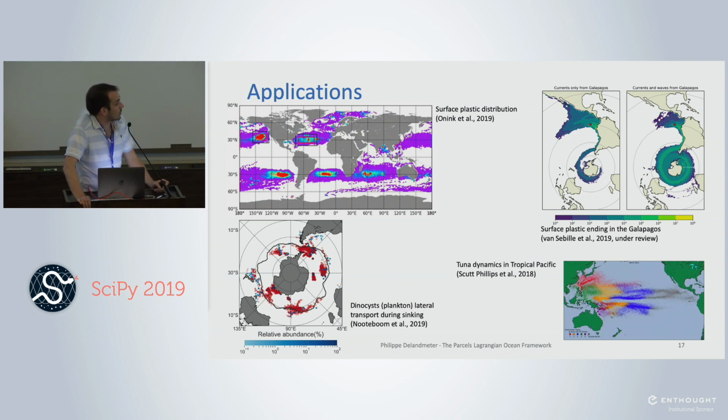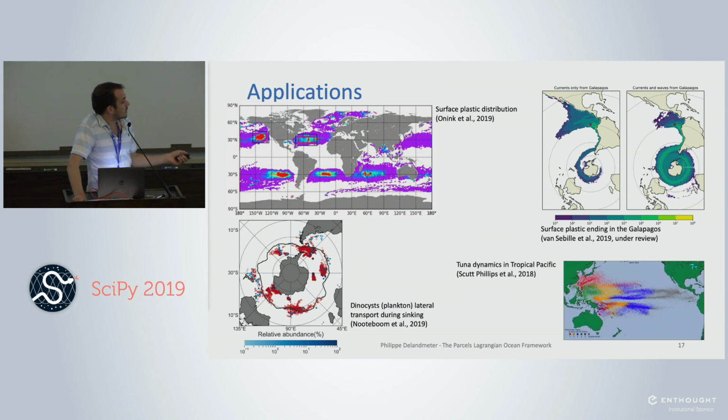Using the circumpolar Antarctic current. And then we don't use Parcels only for plastics. Here there is also a study on dinocysts, which are a kind of plankton. They find dinocysts in the mud or sediment on the ocean floor, and they want to know where this plankton was living earlier. When it sinks really slowly, it can be transported a few hundreds or thousands of kilometers. So we use Parcels to find where it could have been living. This is used in paleoceanography as a proxy to find the past conditions of the ocean.